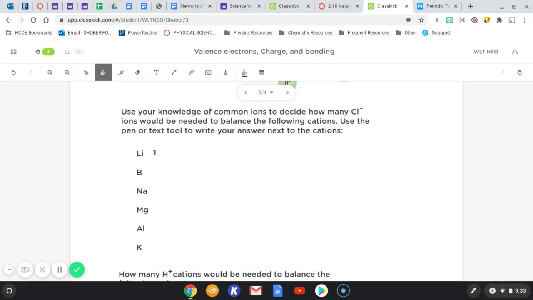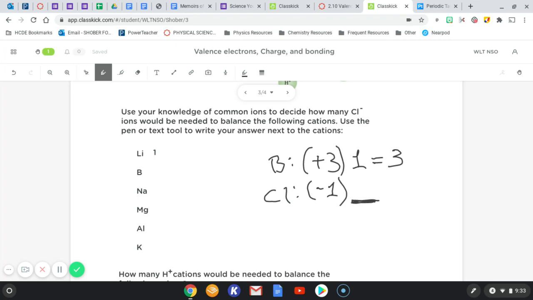But so boron, so we're talking about boron. It has a +3 charge. And I'm just going to have one of those. So now what is 1 times +3? Well, that's just 3, right? Okay, then if I'm talking about the Cl, we know Cl has a -1 charge. So what could I multiply times -1 to get the equal but opposite to 3?